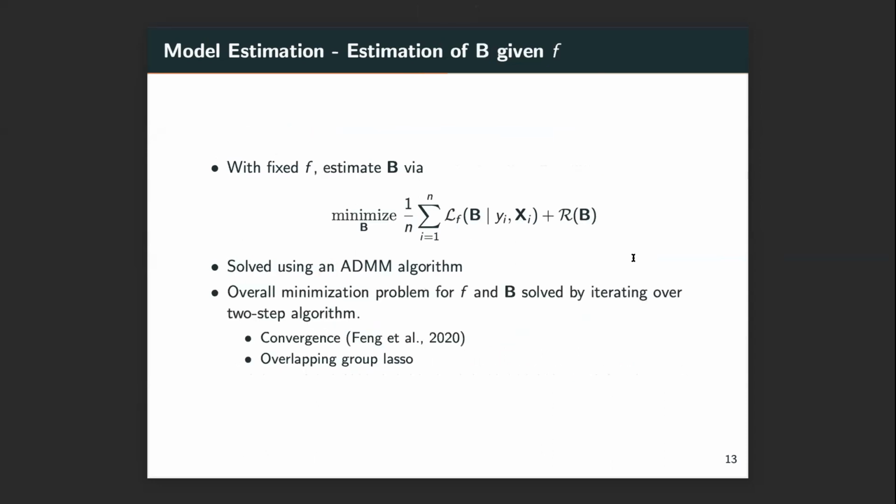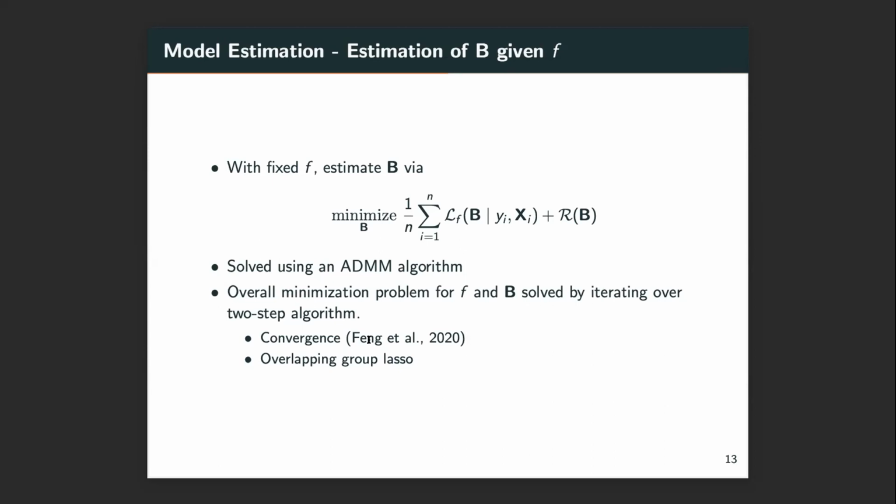But with a fixed f, we're going to estimate the coefficient matrix B by minimizing this function. We solve this using an ADMM algorithm, which I might talk about if I have time at the end, but I probably won't. And so this overall minimization problem for both f and B is solved by iterating over these two steps.